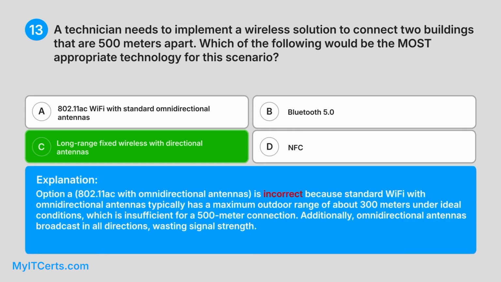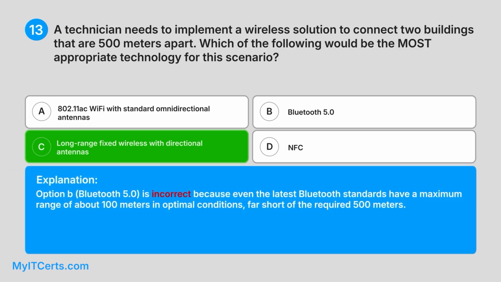Option A, 802.11 AC Wi-Fi with standard omnidirectional antennas, is incorrect because standard Wi-Fi with omnidirectional antennas typically has a maximum outdoor range of about 300 meters under ideal conditions, which is insufficient for a 500-meter connection. Additionally, omnidirectional antennas broadcast in all directions, wasting signal strength.